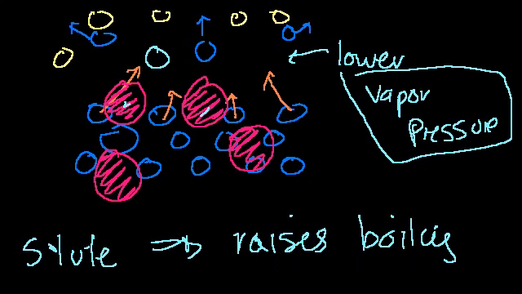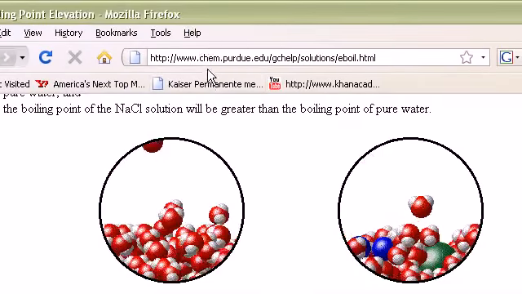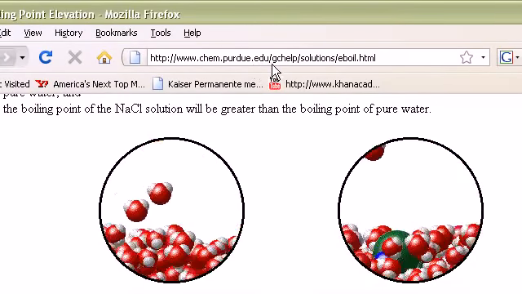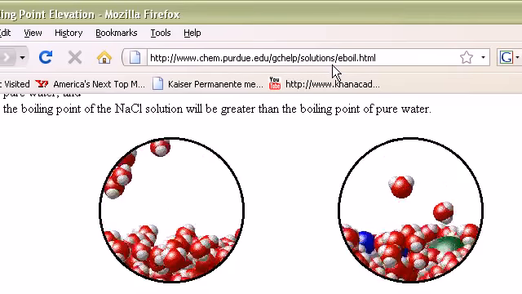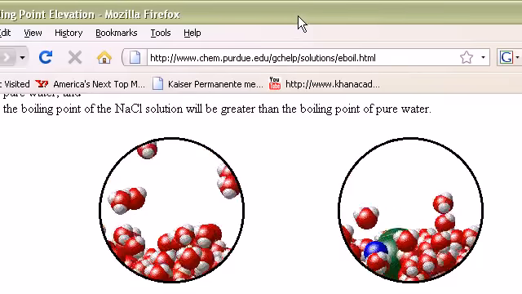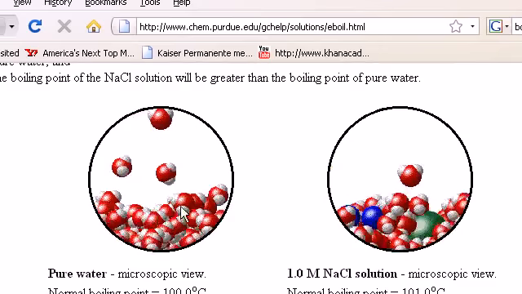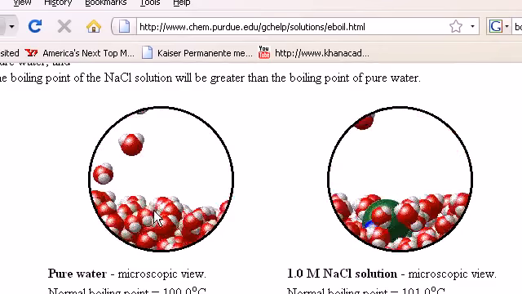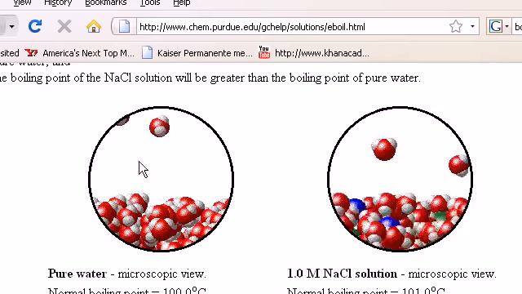And I found this neat graphic, hopefully it shows up well on this video. I have to give due credit. This is from chem.purdue.edu/gchelp/solution/eboil.html. But I thought it was a pretty neat visualization. This is just the surface of water molecules, and it gives you a sense of just how things vaporize as well, in that there are some things on the surface that just bounce off.